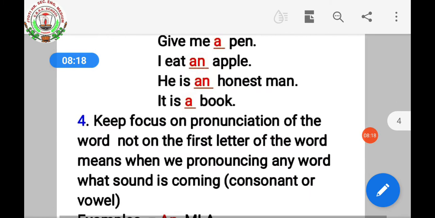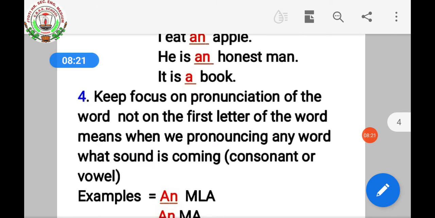Okay. Now come to point number 4. Keep focus on the pronunciation of the word, not on the first letter of the word. I already told you, if you see the word where you have to use a or an, you have to pay attention to the sound. What sound is coming after pronouncing it? Don't simply say the first letter and put a or an there. So keep focus on the pronunciation of the word, not on the first letter of the word.